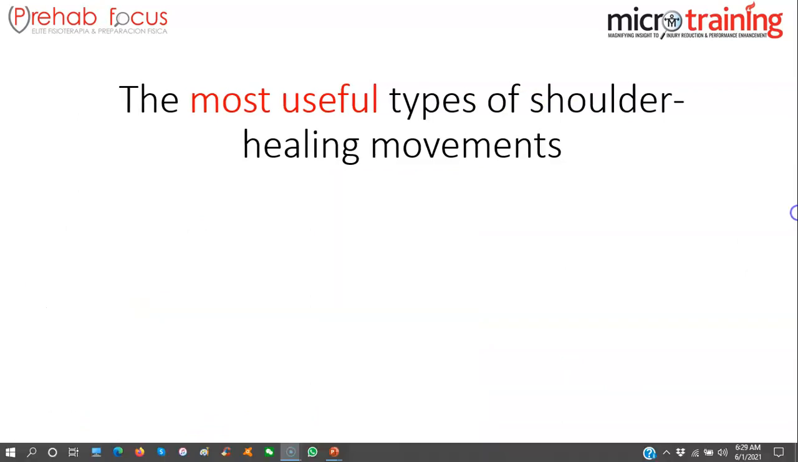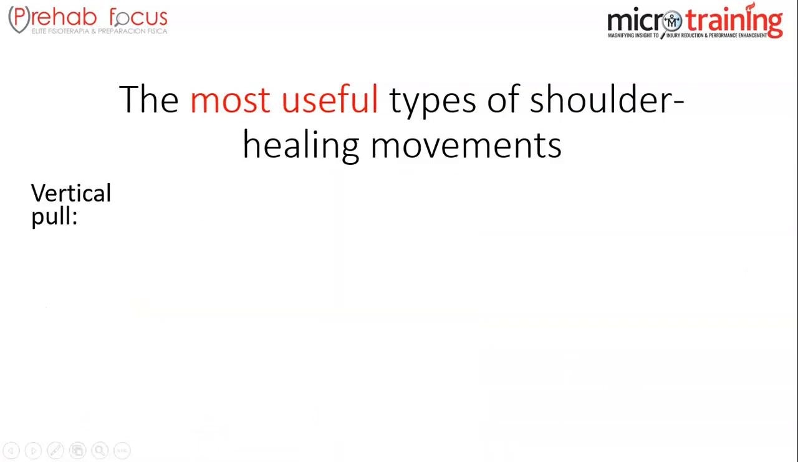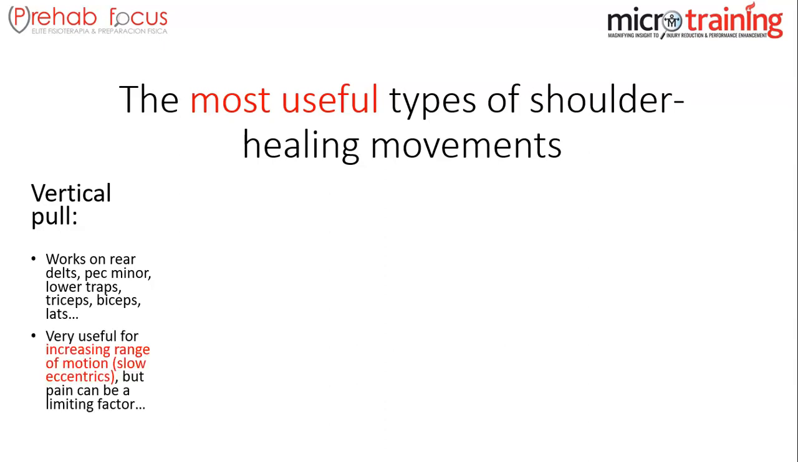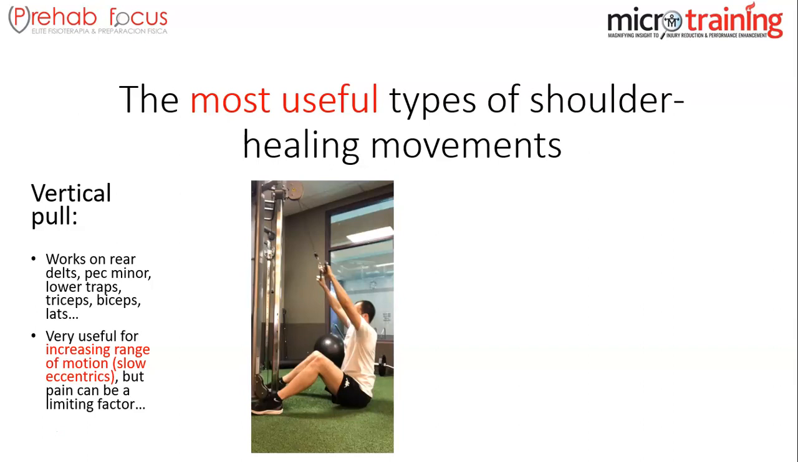When it comes to these vertical pull exercises, it works on rear delts, pec minor, lower traps, triceps, biceps, lats, etc. Very useful for increasing range of motion, with slow eccentrics, a very important part. But pain can be a limiting factor. Here we can see the first one, a very basic exercise, a lat pull cable, like a lat pulldown.